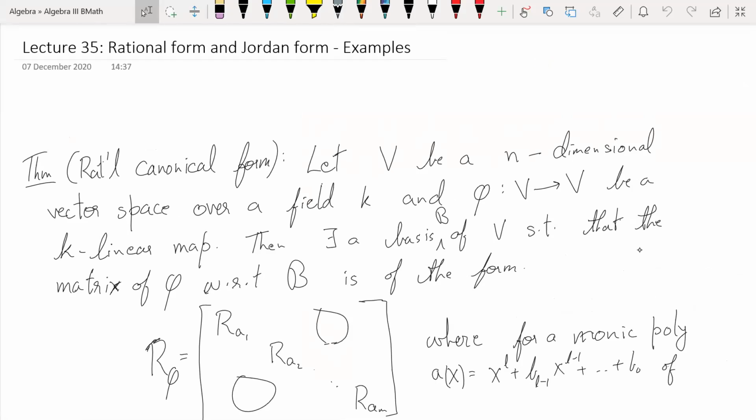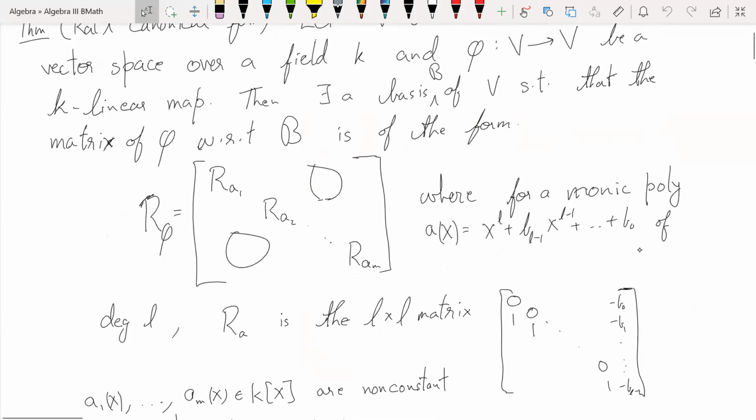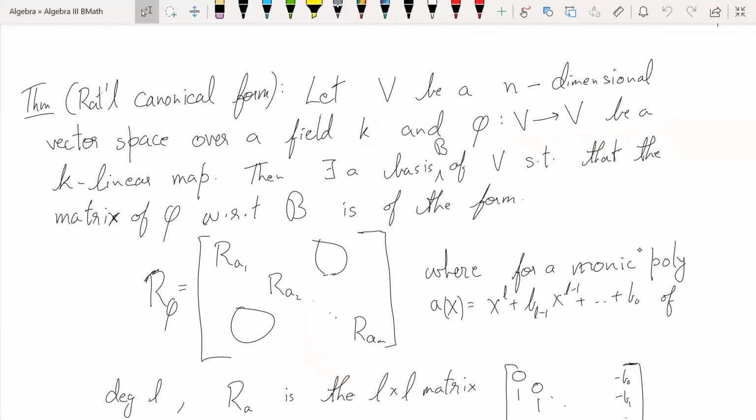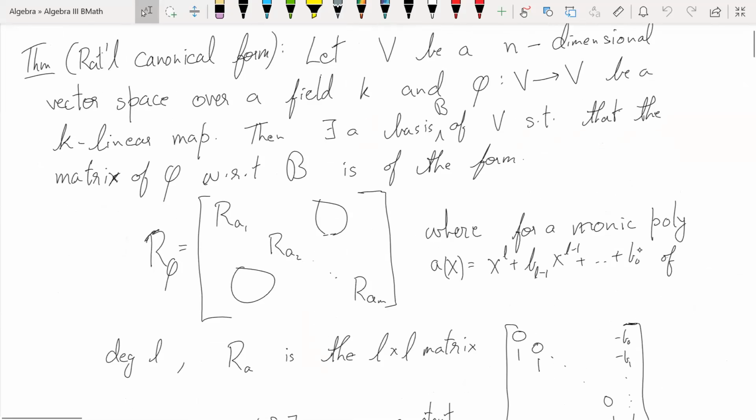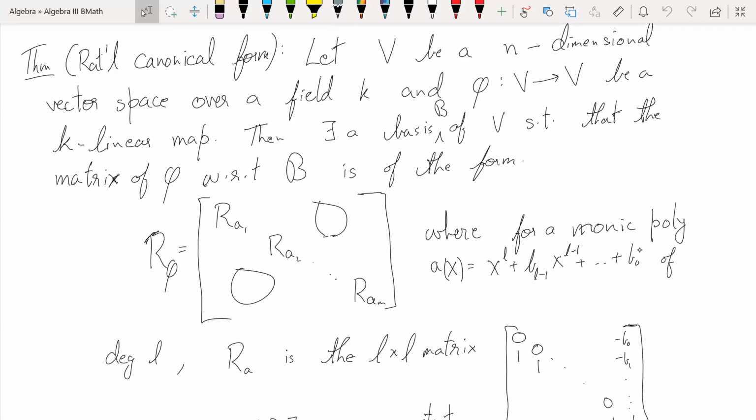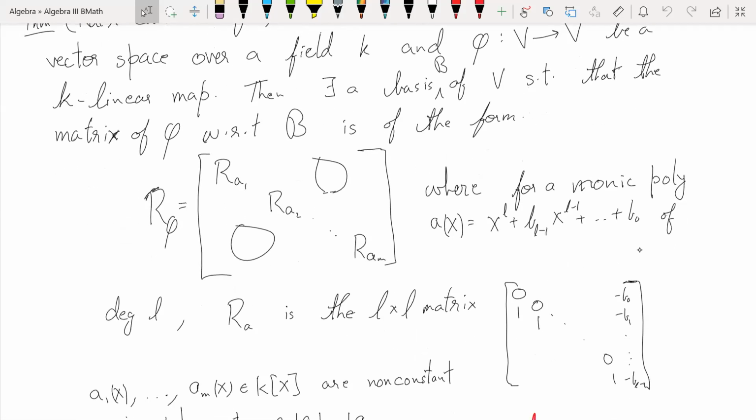So today I will talk more about rational form and Jordan form, and we'll see some examples as well of how to compute it. Remember, given a vector space over a field K and a linear map from V to V, rational canonical form says that we can find a basis such that the matrix of this linear map looks like this.